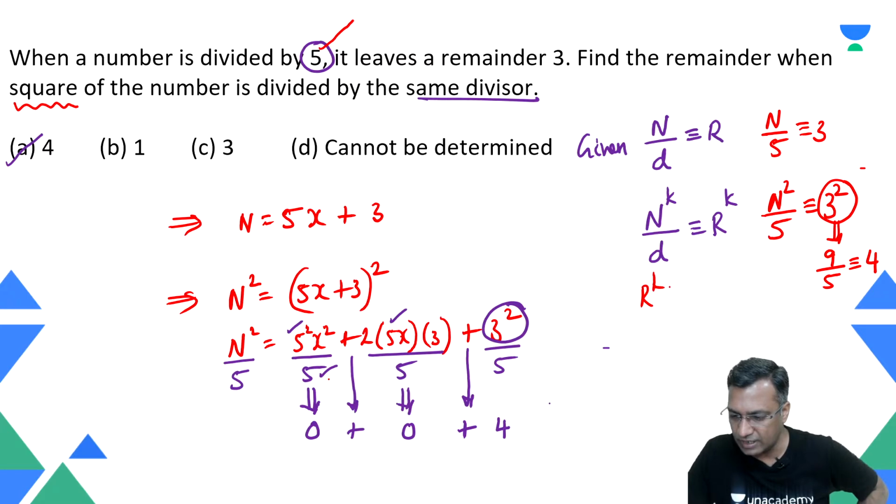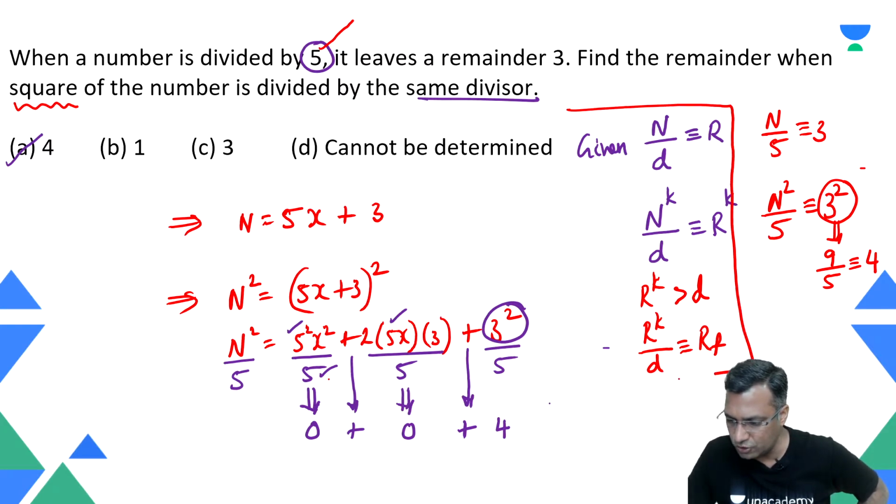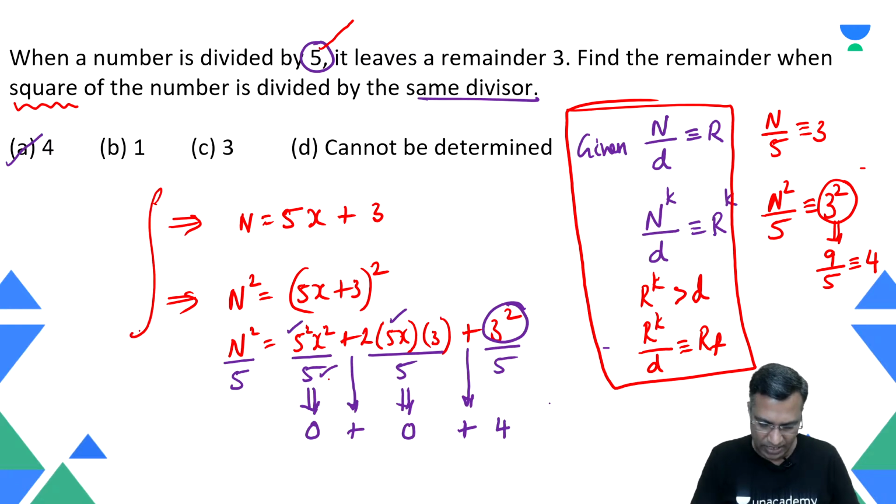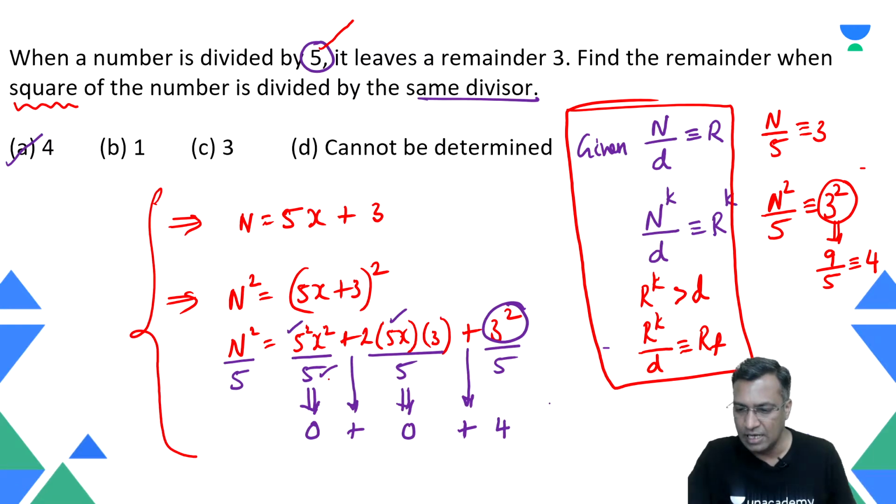When r raised to power k exceeds the divisor, take this r raised to power k, divide by the divisor, and list the final remainder. This is my point number 2 from the high school. Your teachers might have written it a little differently here and there. Doesn't matter. After having understood this at the foundation level, you should remember this throughout your CAT preparation.